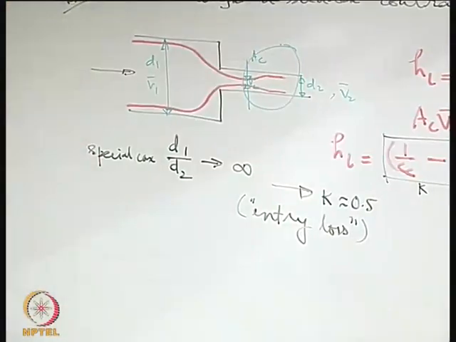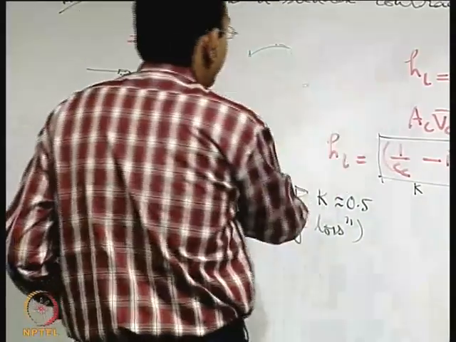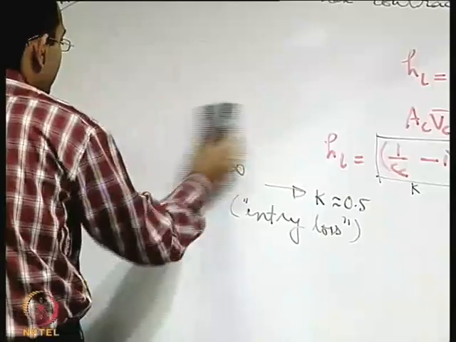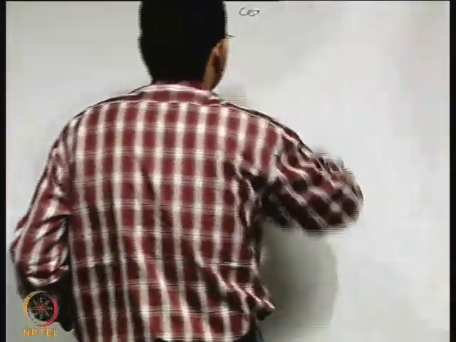Now, it is not always that sudden expansion and contraction are the only possibilities because of which there are minor losses. Minor losses may be present because of many other things. So, other sources of minor losses.